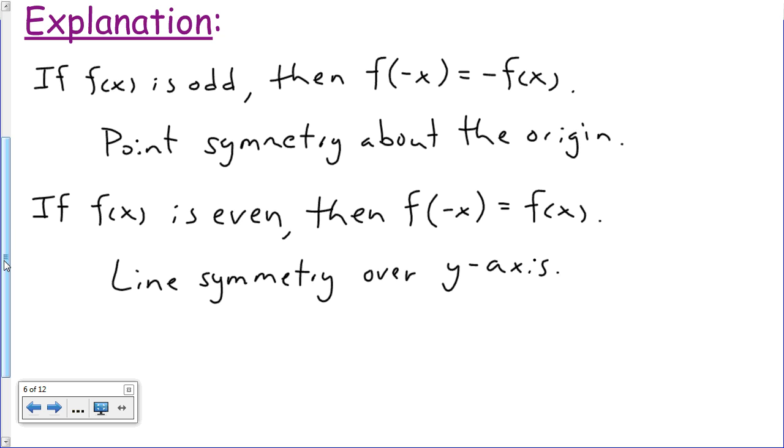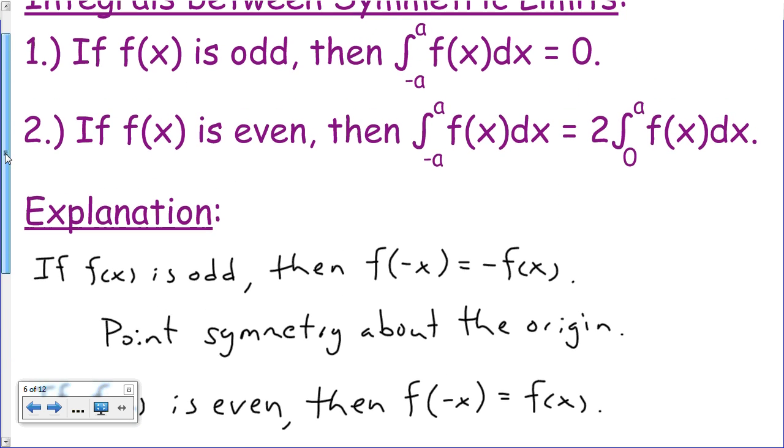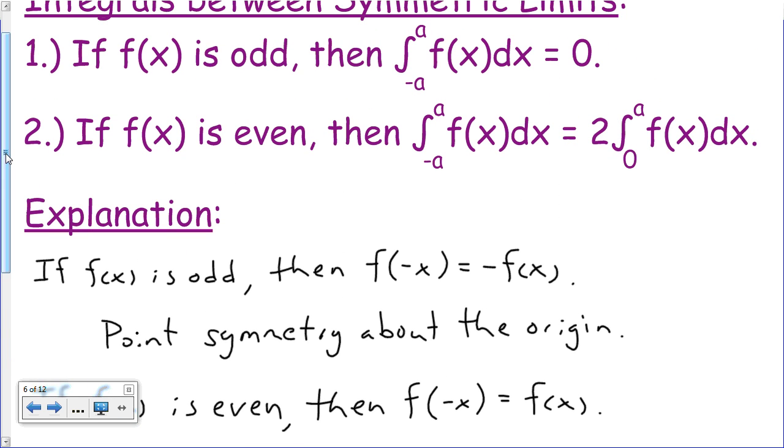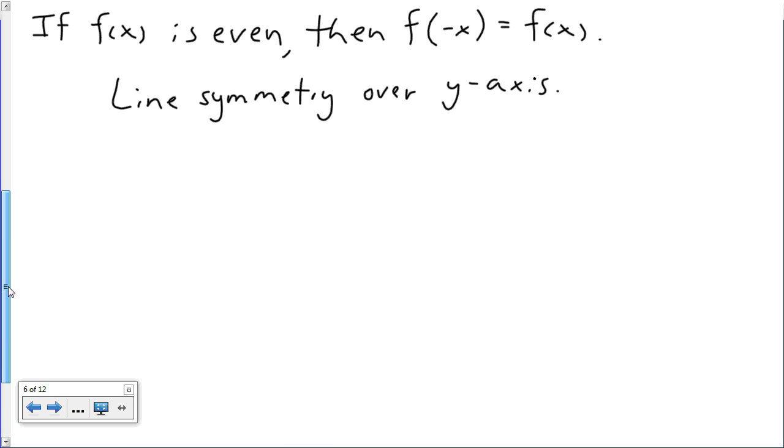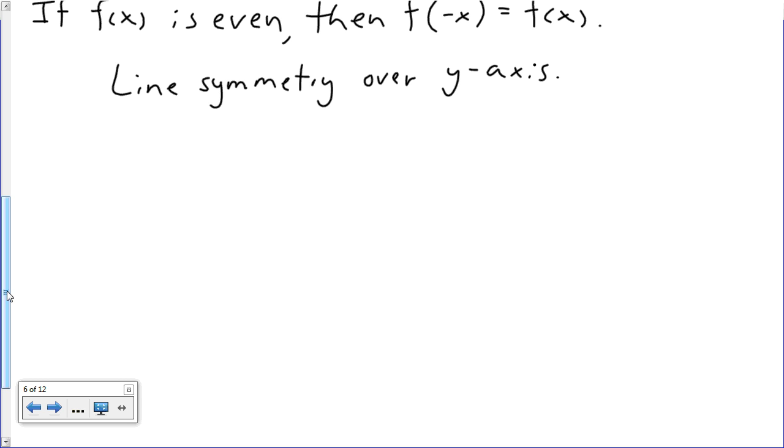Okay, so we're talking about these two types of functions. Let me go back up there and remind ourselves of the property. If f of x is odd, then the definite integral from negative a to a of f of x dx is 0. If it's even, then the definite integral from negative a to a of f of x dx is twice the definite integral from 0 to a of f of x dx. So let's see if we can show that with a couple of examples. Let's start with the odd function, since that's the first one, and that's actually the nicer of the two because it ends up being 0.